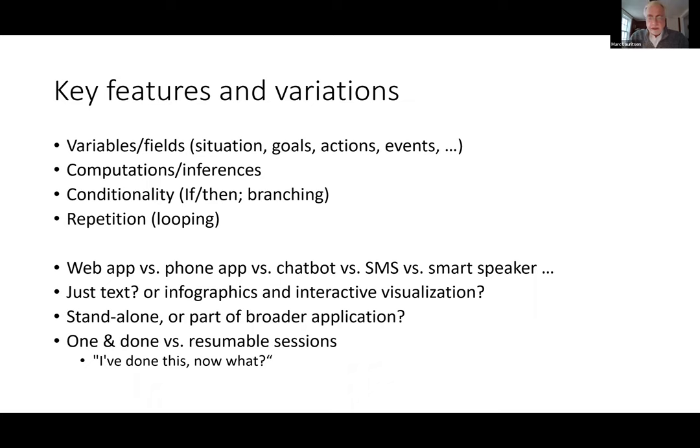This is a list. One is just the variables, pieces of data that are different from case to case. Obviously, if a checklist is to be interactive, it needs to elicit from the user some information about their situation, their goals, what they've already done, what they have yet to do, what events have occurred that might impact the recommended next steps. Then there are computations or inferences you can draw from this raw data that you might gather from a user. There are conditions, if-then branches in the logic.